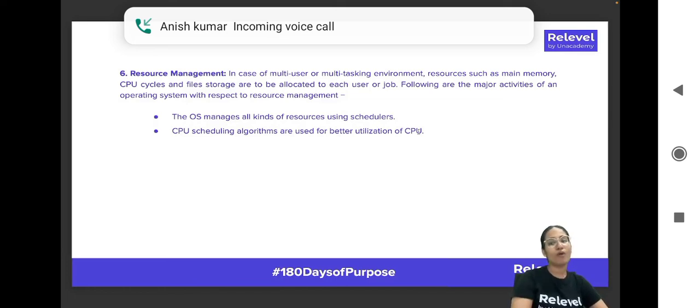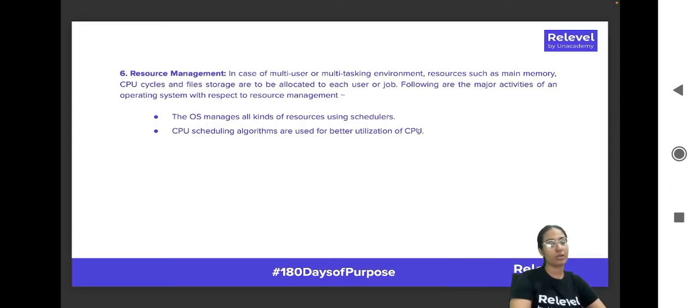So for that, following are the major activities that we expect the operating system to do in terms of resource management. And what are those resources? Main memory, CPU cycles, input output. The operating system manages all these kinds of resources using schedulers. A scheduler takes care of the part where, if there are multiple processes, which process should be allocated which resources, and how the overall management and scheduling takes place. So the operating system has schedulers which take care of the resources.